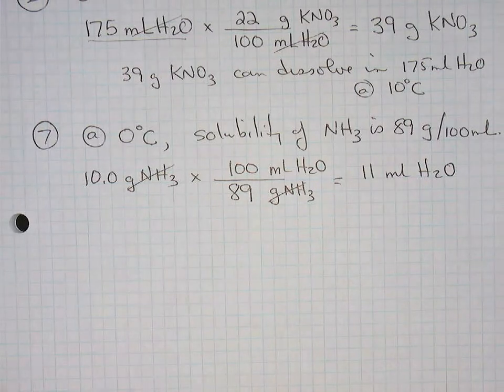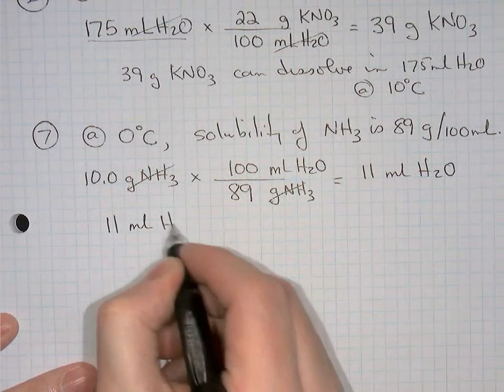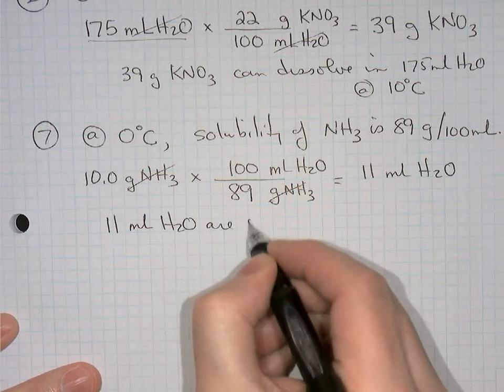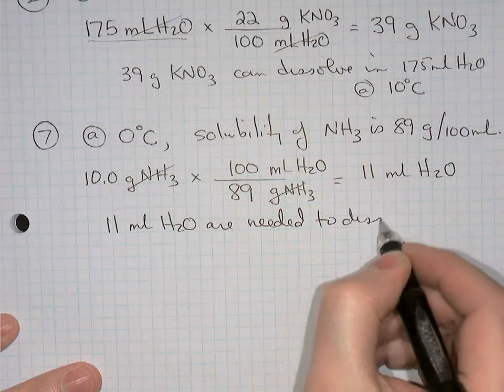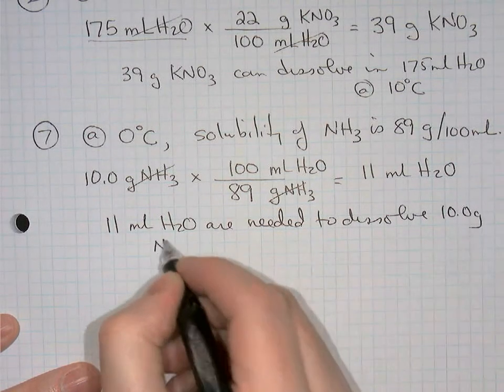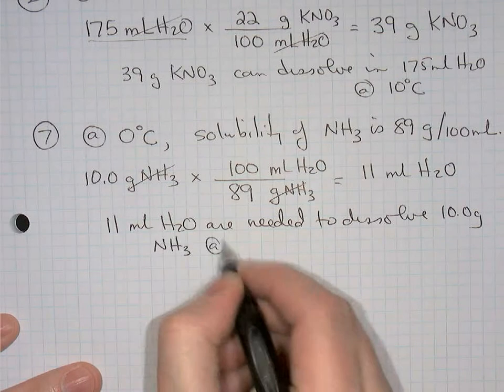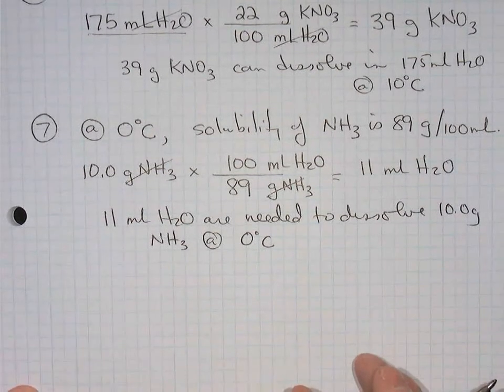And now a little statement to go with this. So 11 milliliters of water are needed to dissolve 10.0 grams of ammonia at 0 degrees Celsius, or in ice water. Okay?